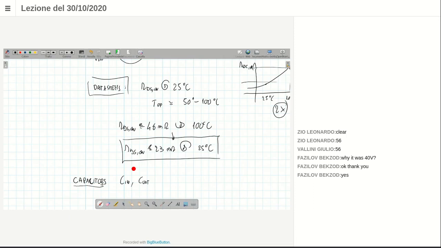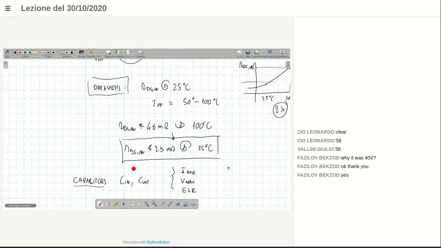The most important parameters that need to be specified are, very interestingly, not the capacitance very often, but the RMS current, the maximum voltage, and the equivalent series resistance. But let's enter into the details of the design.